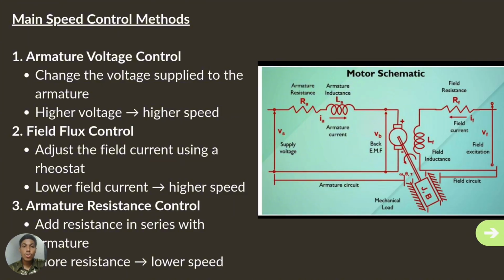Main speed control method. The way we control the speed is by armature voltage control, such as change the voltage supplied to the armature. Higher voltage, higher speed. Field flux control. Adjust the field current using a rheostat. Lower field current creates higher speed. And the third is armature resistance control. It adds resistance in series with armature. It creates more resistance and it reduces the speed.